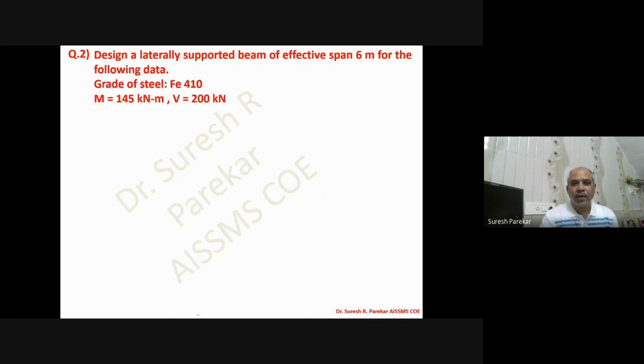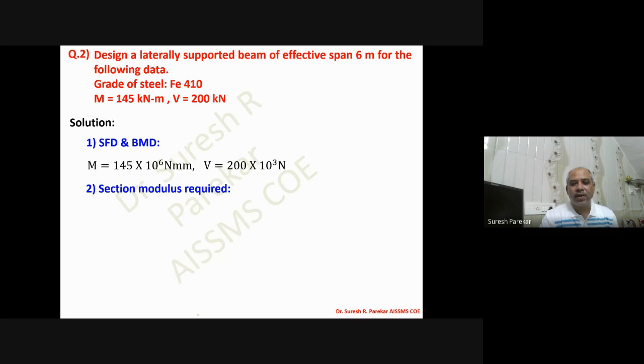So this is one problem. Then we have a second problem in which we are given the static moment and shear: V is 200 kilonewton, M is 145 kilonewton meter, and the effective span is 6 meter. Now first we have SFD and BMD. Here we need not go for loading calculation, so the first step is not needed. We have M given, V given.